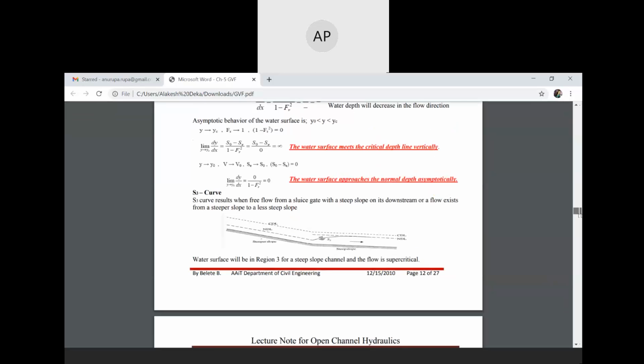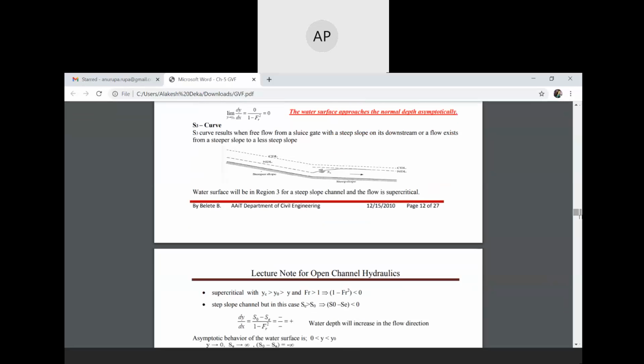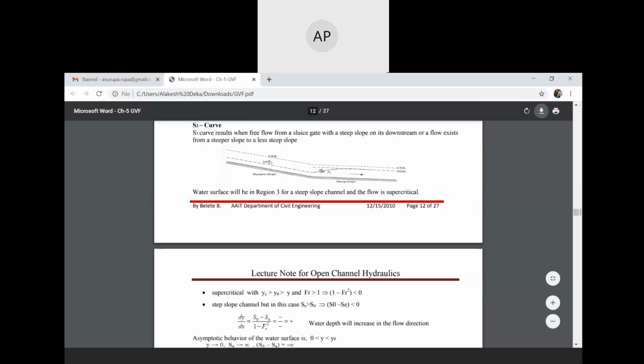Next, S3 profile. S3 curve results when free flow from a sluice gate with a steep slope on its downstream, or a flow exists from a steeper slope to a less steep slope. Okay, this is the NDL and this is the CDL. CDL is above the NDL, and this is how the S3 profile exists. Water surface will be in region 3 for a steep slope channel, and the flow is supercritical.